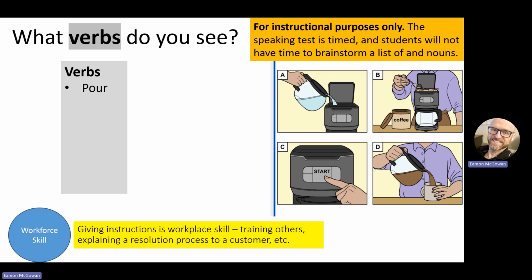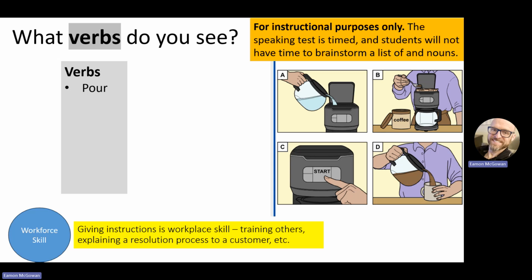And speaking of workforce contextualization, giving instructions is a workplace skill. Training others, explaining a resolution process to a customer. If you work in a restaurant, this is not only a skill you need to know, but you might need to teach others how to do it, how to make coffee, work in an office if you're an office assistant. So definitely workforce contextualization happening here.